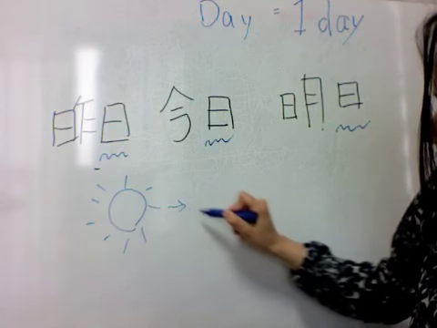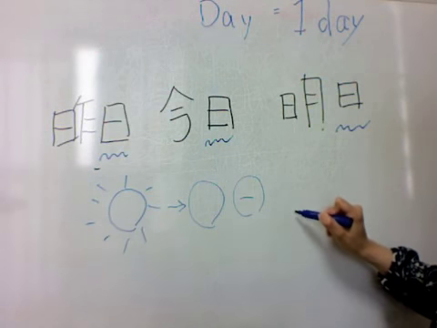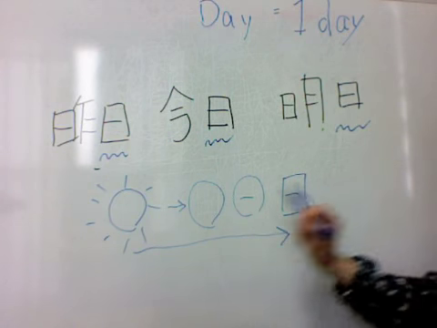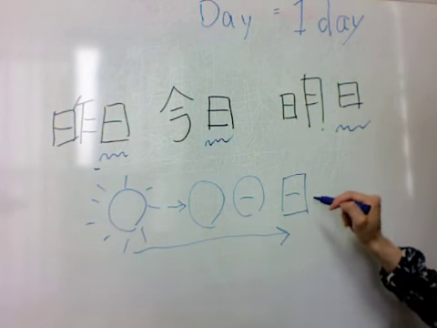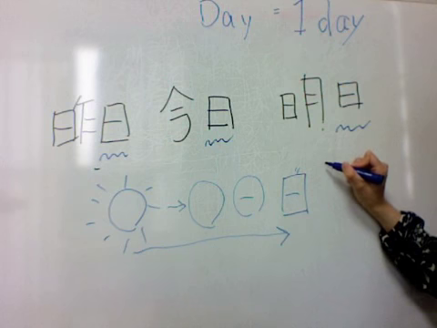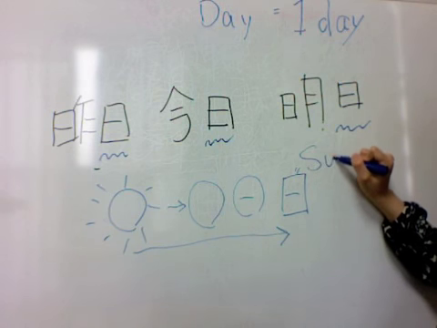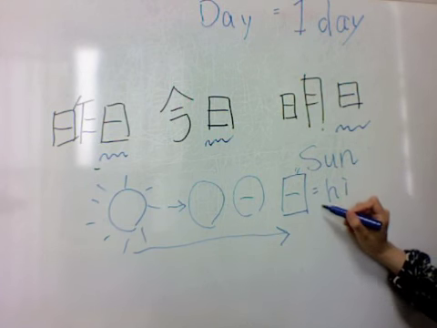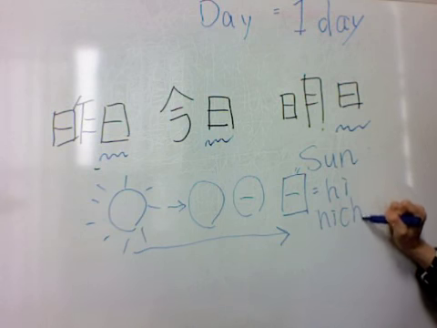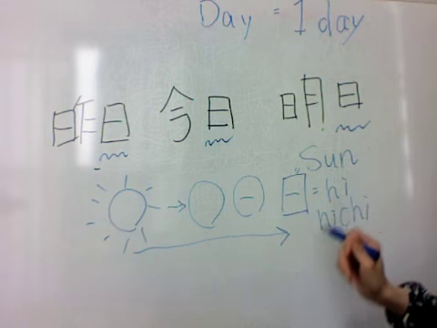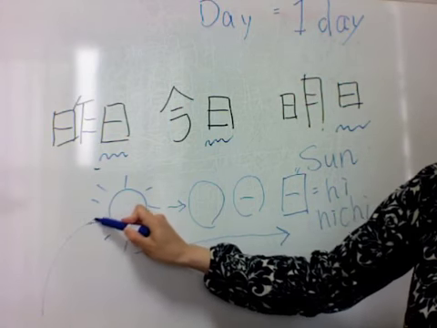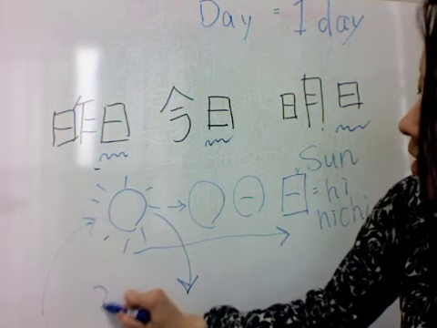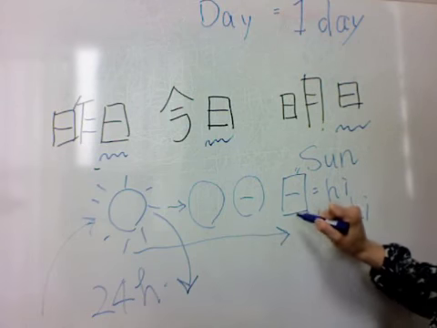The sun changed like this way, gradually changing from the sun to this shape. So this not only stands for the day, but also stands for the sun. The pronunciation is hi or nichi. Hi, nichi. And the sun rises in the morning and sets in the night. This is 24 hours. So this is why this letter stands for the day.